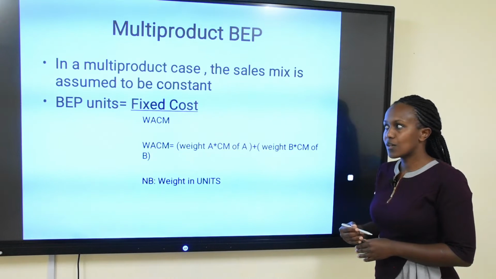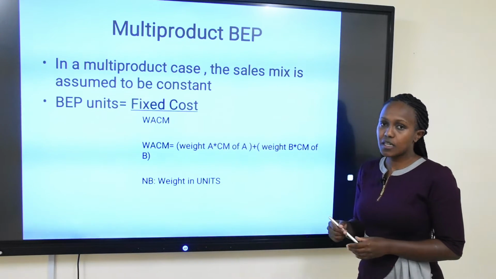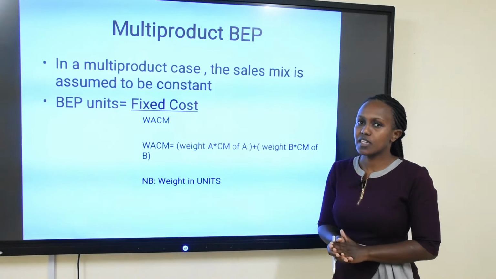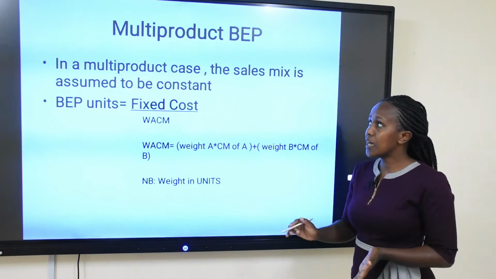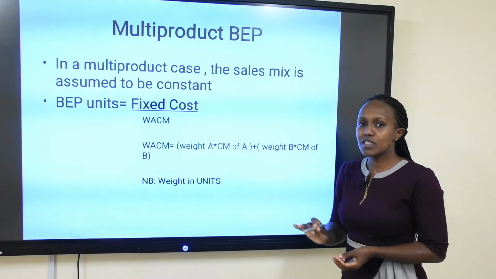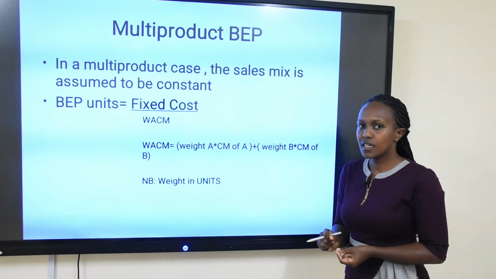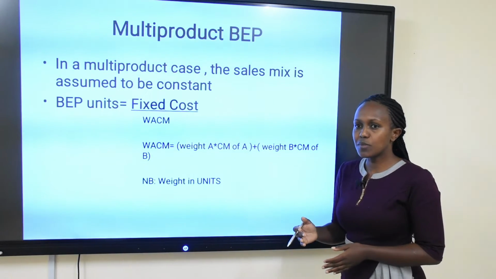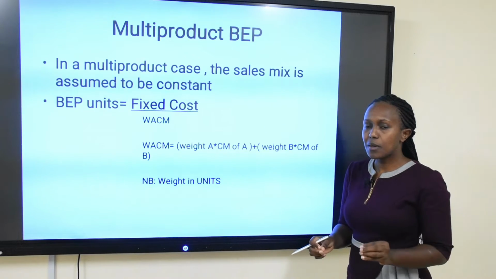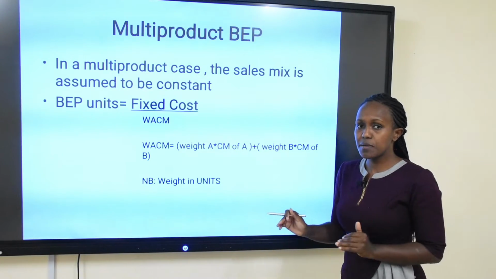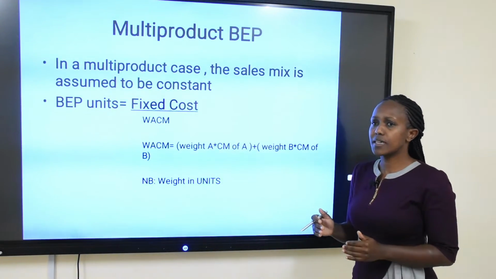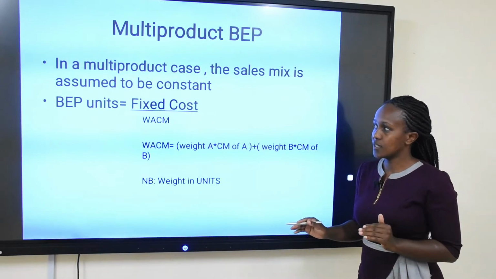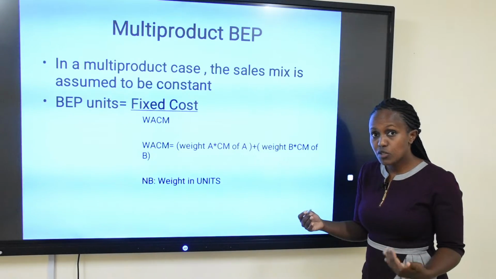So in today's class, we are going to look at a multi-product break-even point, whereby an organization has more than one product. So without wasting much time, in a multi-product case, it is assumed that the sales mix is constant. That is, the approximate proportions of the sales in terms of units is the same. For example, if you're having two products, A and B, it is assumed, for example, that their sales mix is 1:2. That sales mix is constant.